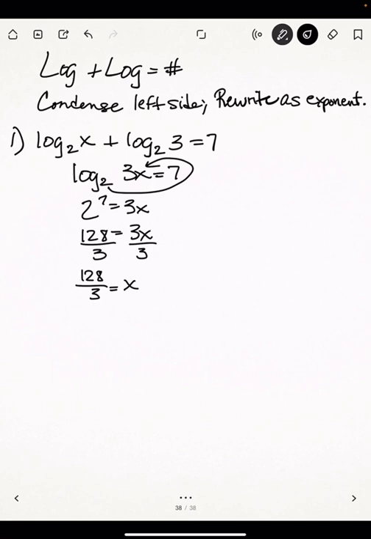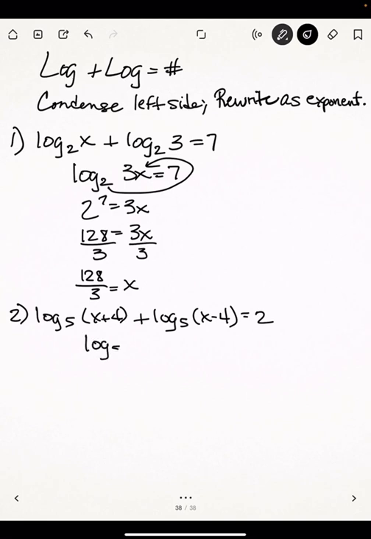All right. So let's do example number 2. Example number 2, we have log base 5, x plus 4 in parentheses, plus log base 5, x minus 4 in parentheses, and that's going to equal 2. So again, guys, when we're adding, remember we multiply when we condense. So this becomes log base 5, x plus 4 times x minus 4 equals 2.